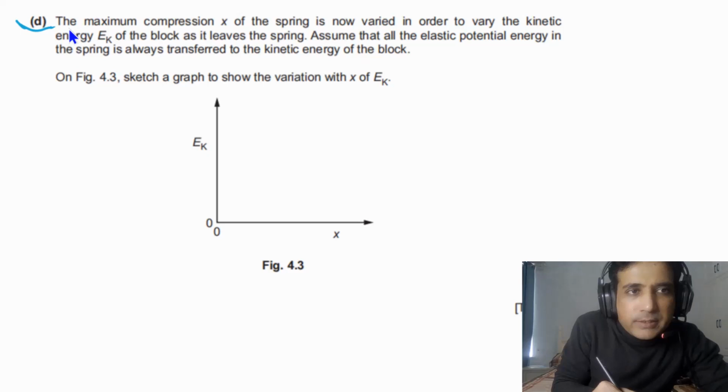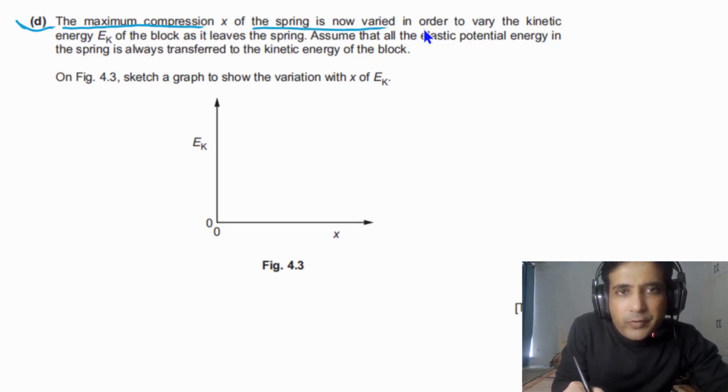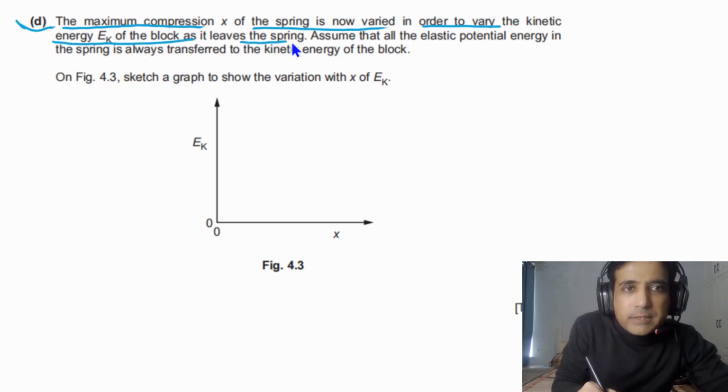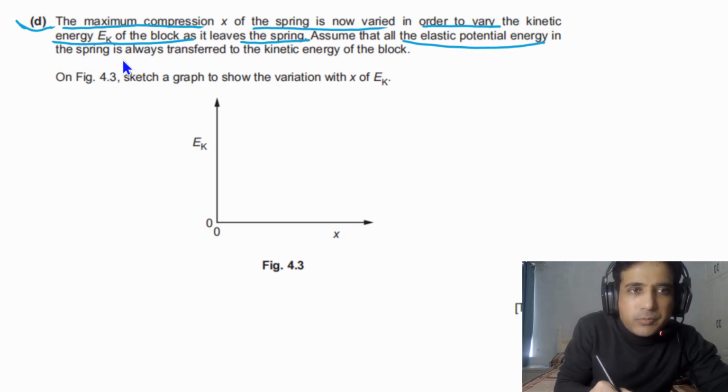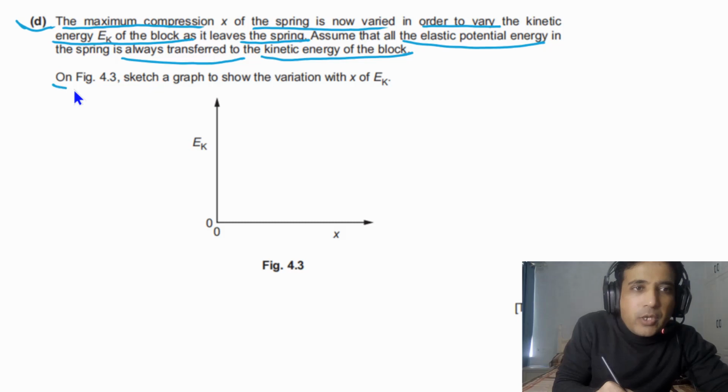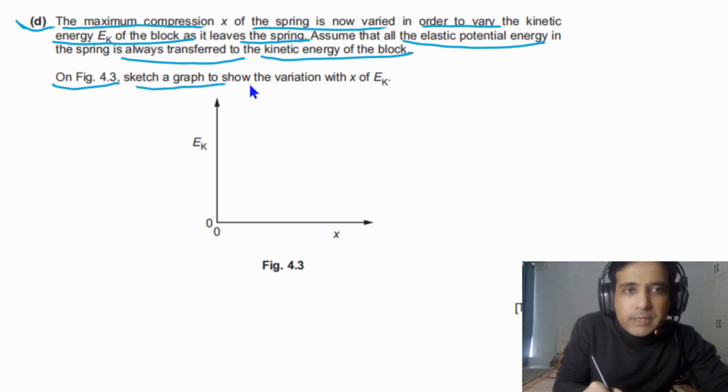For part D, it is given to us the maximum compression x of the spring is now varied in order to vary the kinetic energy of the block as it leaves the spring. Assume that all the elastic potential energy in the spring is always transferred to the kinetic energy of the block. On Figure 4.3, we need to sketch a graph to show the variation with x of Ek.